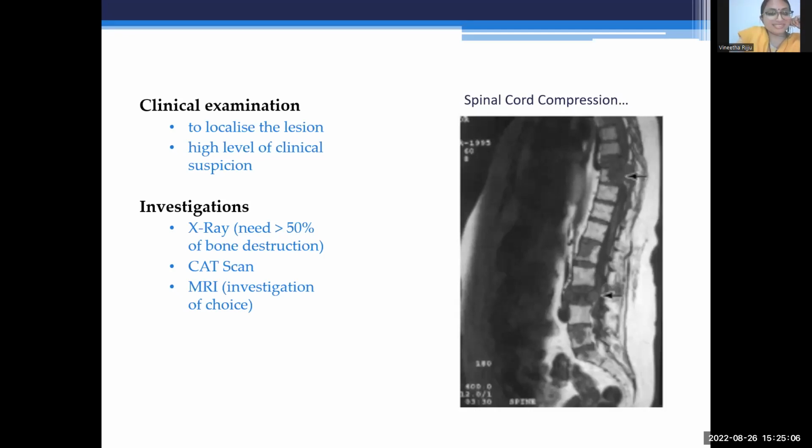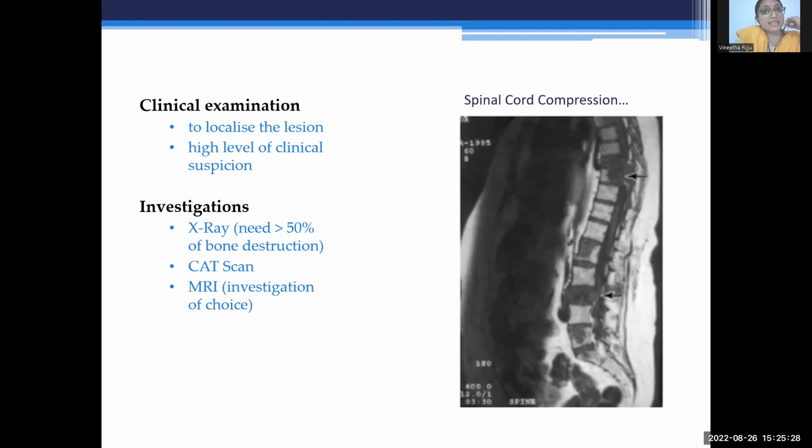The rest of you? Medications for neuropathic pain, says Dr. Kanmani. Dr. Vandana says methylprednisolone. Yes, Dr. Ashwin says 8 to 16 milligrams twice daily of corticosteroids. Any more? Can we do vertebroplasty?